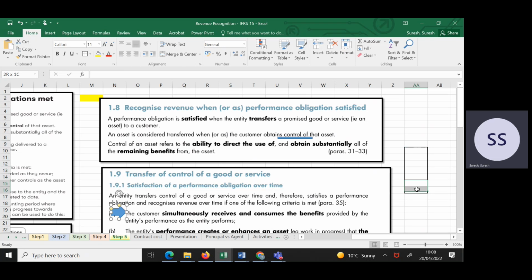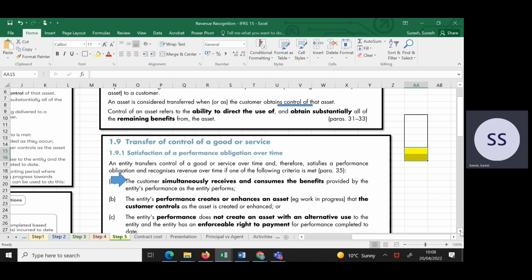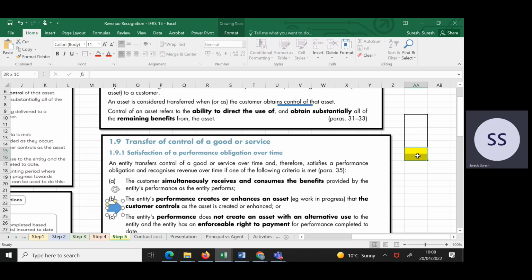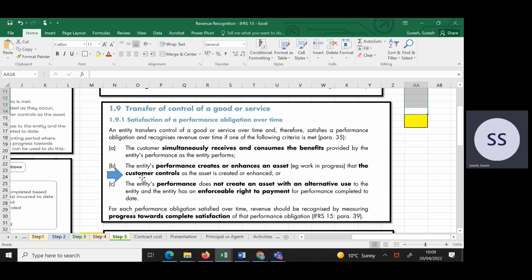When I completed the first ground floor, and I allowed you to occupy the house and use it, that means you're simultaneously receiving and consuming the benefit. So that would entitle us to consider the performance obligation satisfied over a period of time. And the next one, the entity's performance creates or enhances the asset that the customer controls. For example, say now you are living in the first floor and this is the office building, and I'm working on the second, third and fourth floor. I'm enhancing it. So that's another criterion that needs to be met.